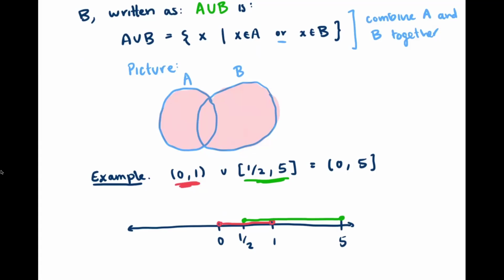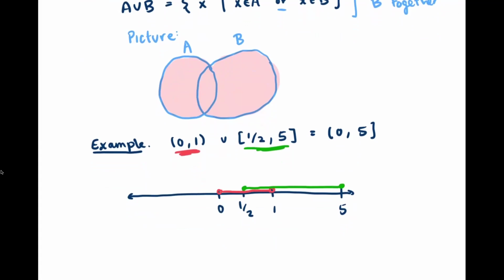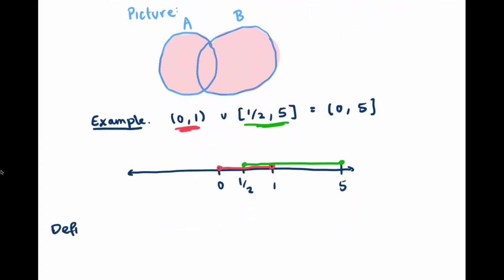Okay, so then the other way to combine sets is what's going to capture the intersection. So this is called the intersection of the two sets. So I'll make a definition.